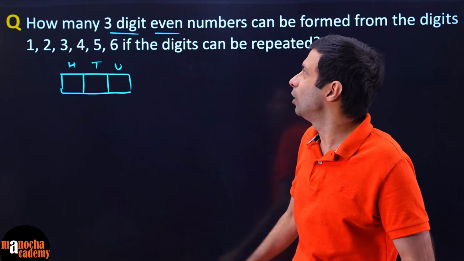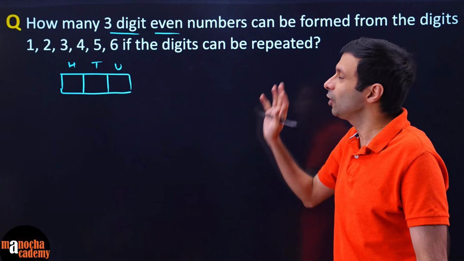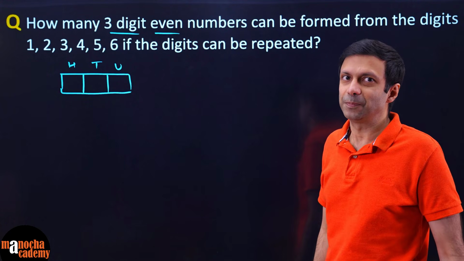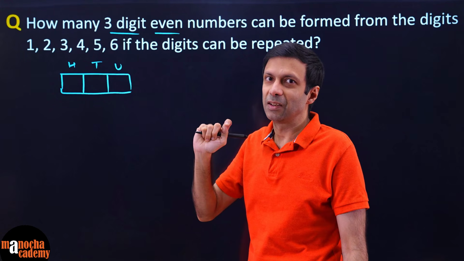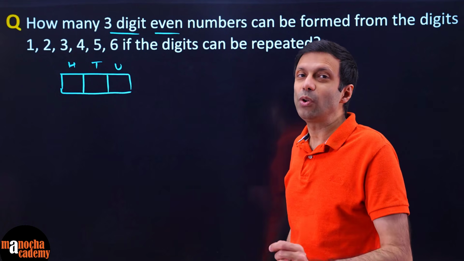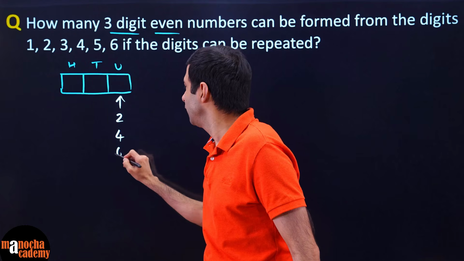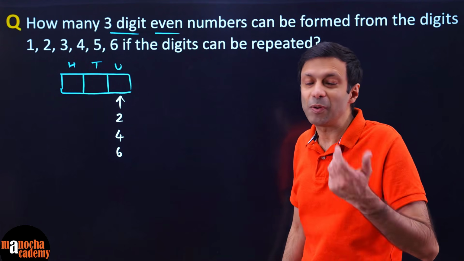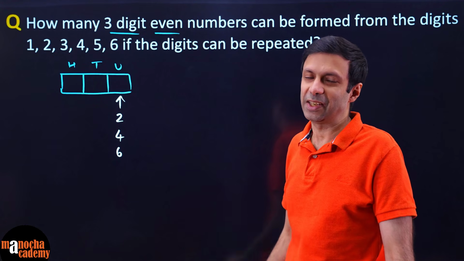So now what is your goal? You need to fill in these 6 digits into these boxes, and they're telling you that the digits can be repeated. But they've given one condition, that the numbers should be even. So what does that mean? In the units digit, I can only fill in 2, 4 or 6, right? Because if you put 1, 3, 5, it will become an odd number. So for even numbers, it has to end with 2, 4 or 6.